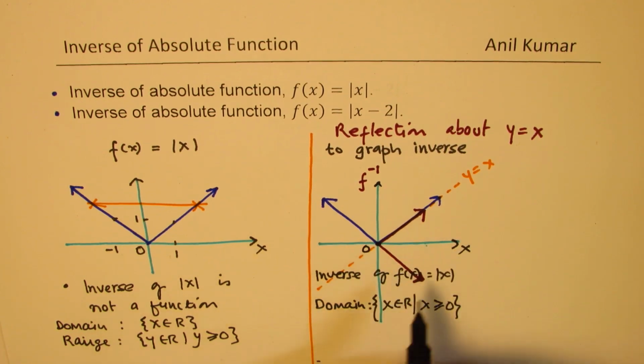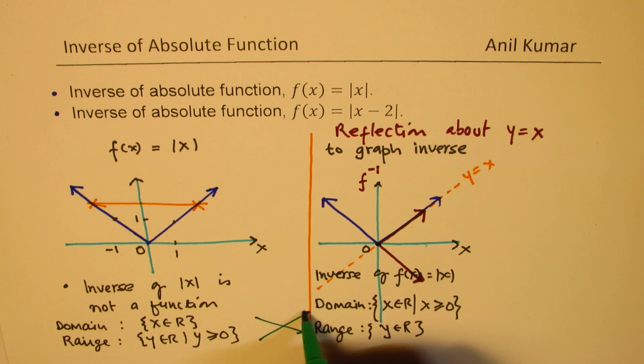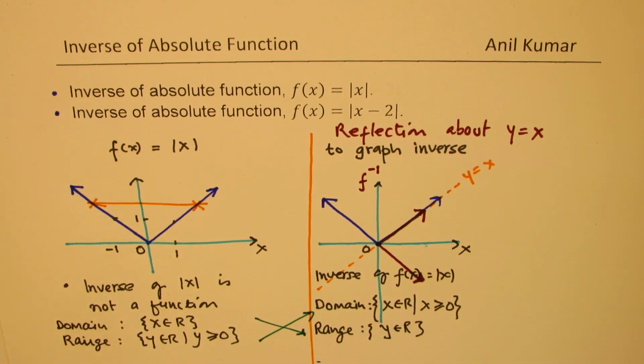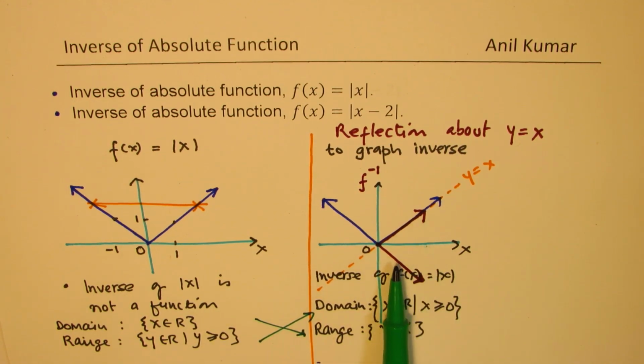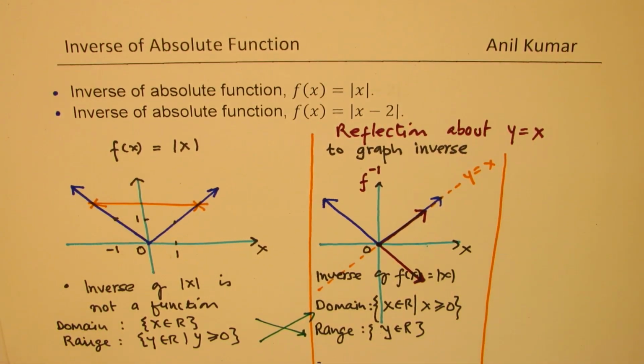As far as the range is concerned, range is y belongs to real numbers. So as expected, for the inverse, the domain and range swap. Do you see that part? Clear? Right. So these are the basic concepts. You can very clearly see that this one in a darker color here, brownish color, is your inverse function. So that is how you could do it using a graph, reflecting the function on the line y equals x.